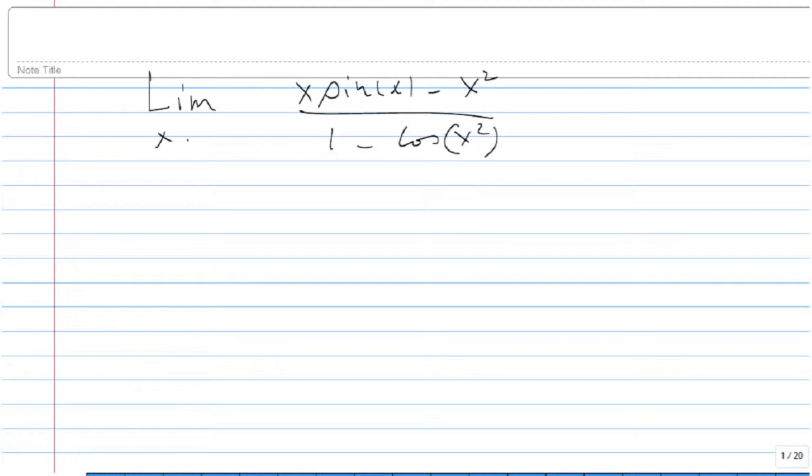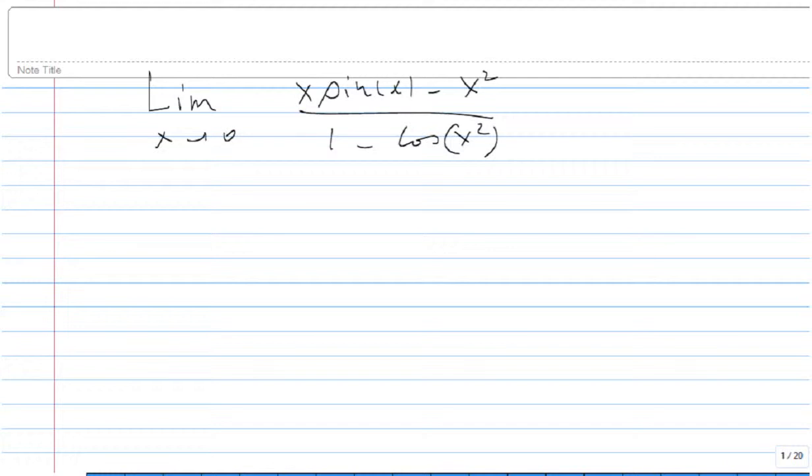So in this problem, we're trying to find the limit of x sine x minus x squared over 1 minus cosine of x squared when x goes to 0. So they want us to use Taylor.